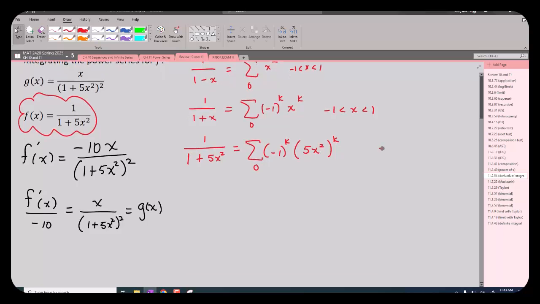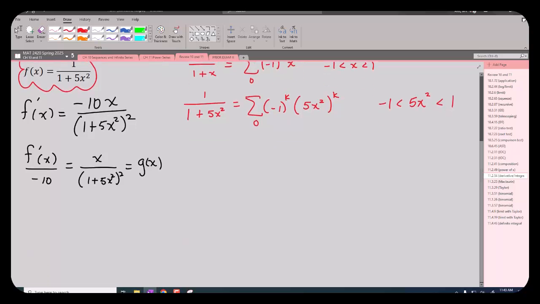The interval of convergence will be negative 1, 5x squared, 1. So if you do a substitution, you always have to also substitute into the IOC. So then in here, let's clean this up a skosh. We're going to have negative 1 to the k. This will be a 5 to the k multiplied by an x to the 2k. This will be a negative 1/5 less than x squared less than 1 over 5.